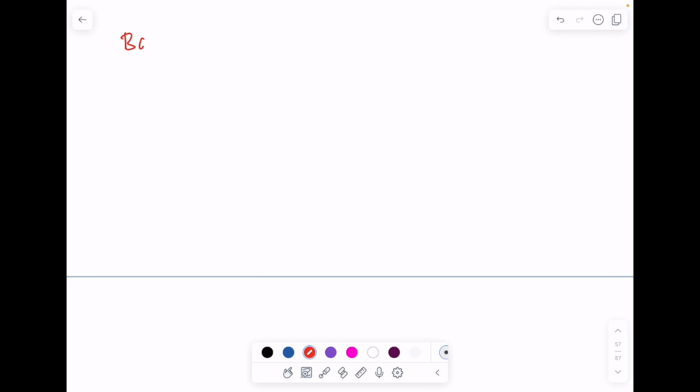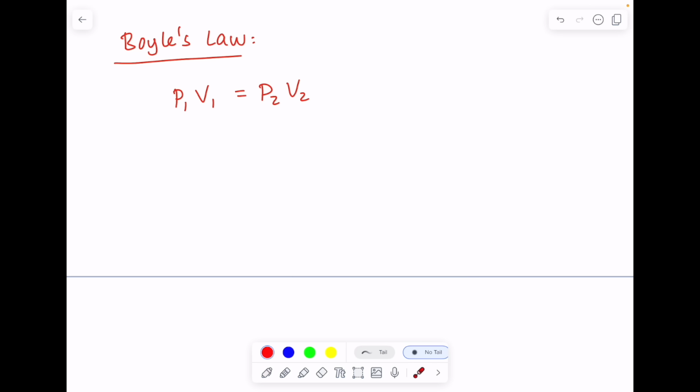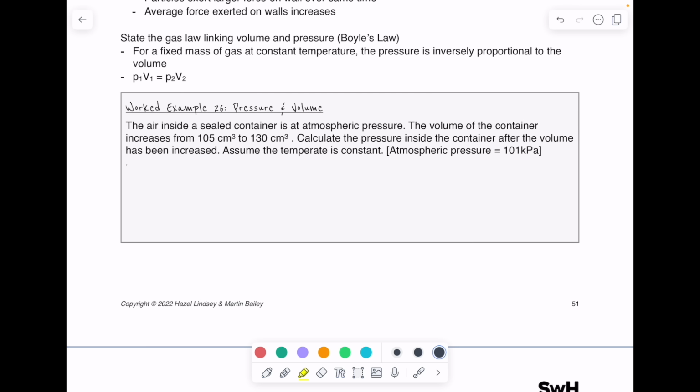A second gas law is Boyle's law. This states that P1V1 equals P2V2. The first pressure multiplied by the first volume equals the second pressure multiplied by the second volume. I think this is a slightly more straightforward equation to use. Let's work our way through this example.